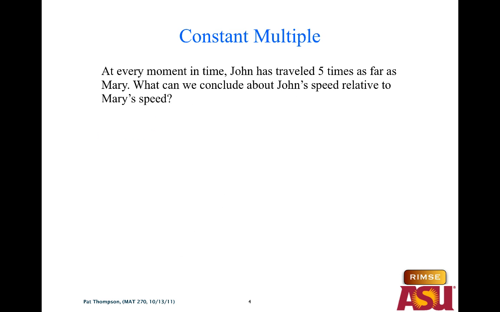Next one is constant multiple. Okay, so what does that mean? Constant multiple. So here's an example. At every moment in time, John has traveled 5 times as far as Mary. What can we conclude about John's speed relative to Mary's speed? If he's always gone 5 times as far as her, then what's his speed relative to her speed? 5 times as fast, right? 5 times as fast. So that kind of embodies the idea of the constant multiple rule.